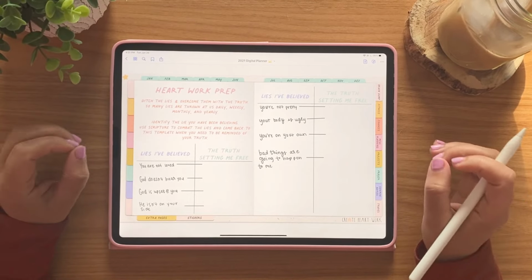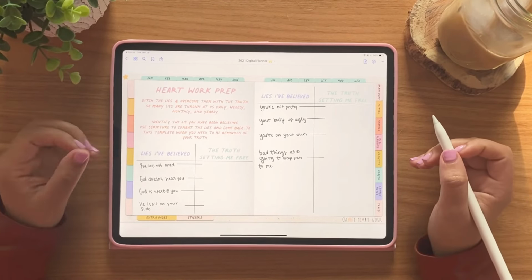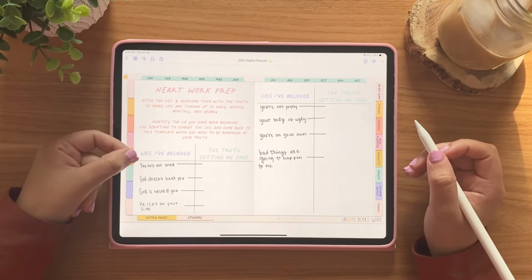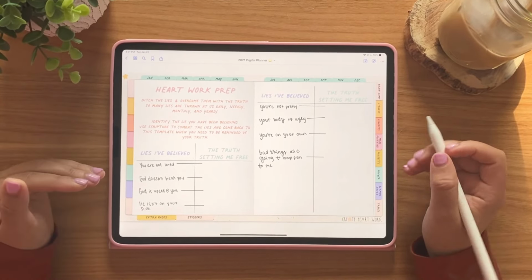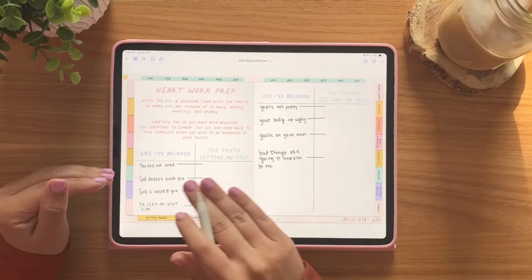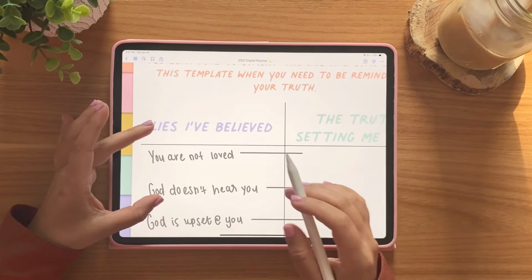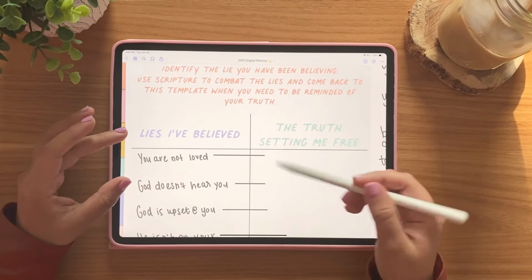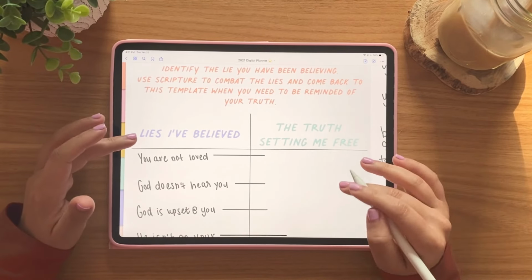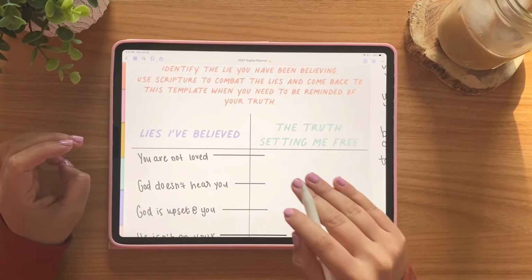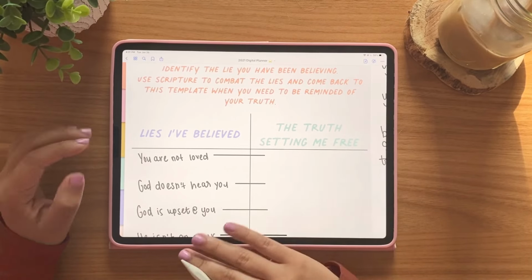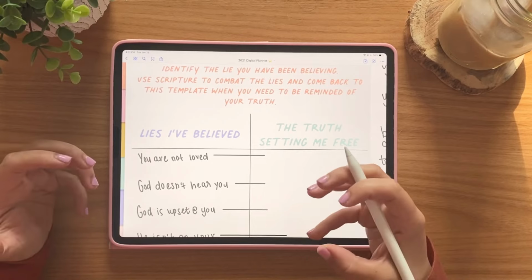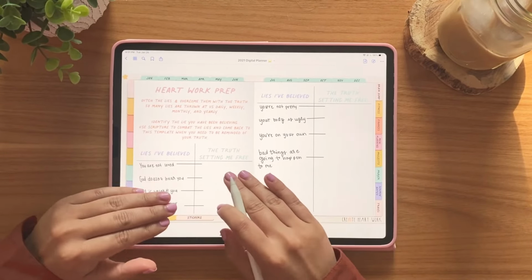The way that you fill out this page is you can jot down everything that's stopping you, like all the lies that you have believed, and then you combat that with the truth setting you free. So for example, a lie I've believed is, you're not loved, I'm not loved. The truth setting me free is where scripture says that God sent his only son so that whoever believes in him will have eternal life. That shows how much he loves me. So I would write down that there.